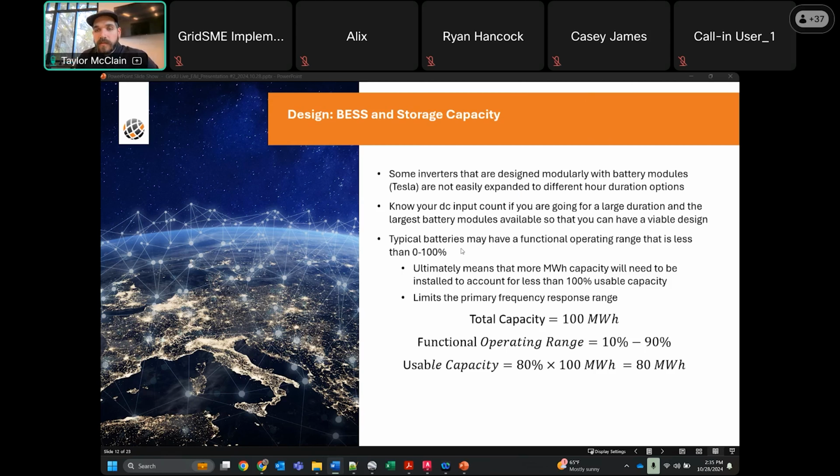Looked like another question on this. Yes, we've got a question. How is this functional operating range determined?